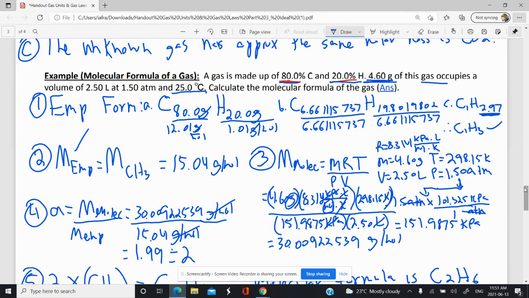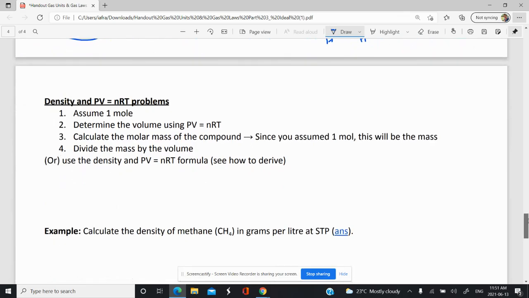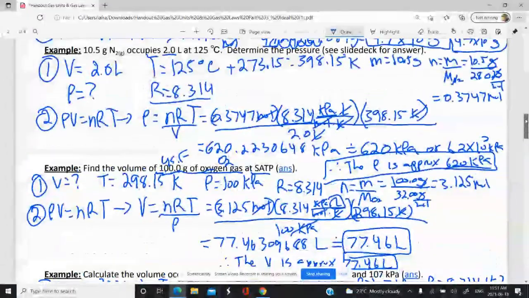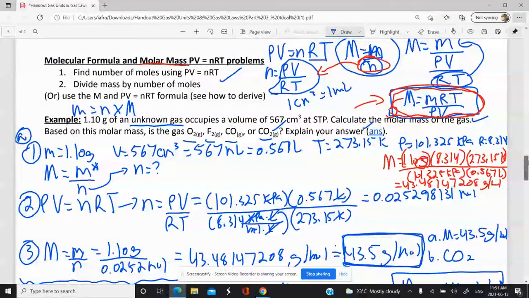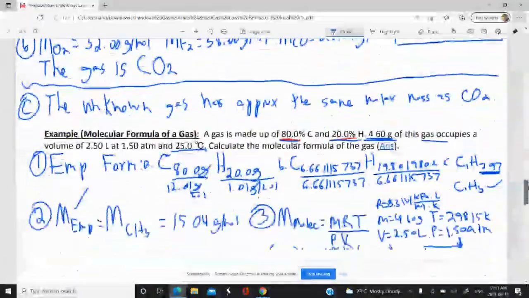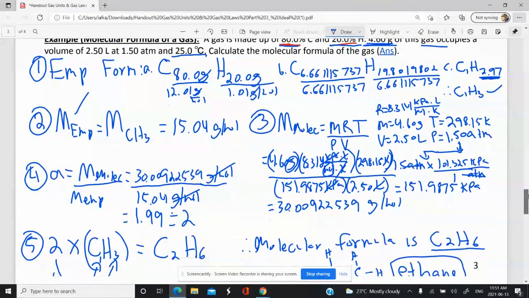In the next video, we're going to do a new type of problem involving PV equals nRT and density. We'll take a look at a few steps involving that. But before you go to the density problems, make sure you can do the basic PV equals nRT, and PV equals nRT with molar masses, along with the extension to molecular formulas from molar masses and empirical formulas.